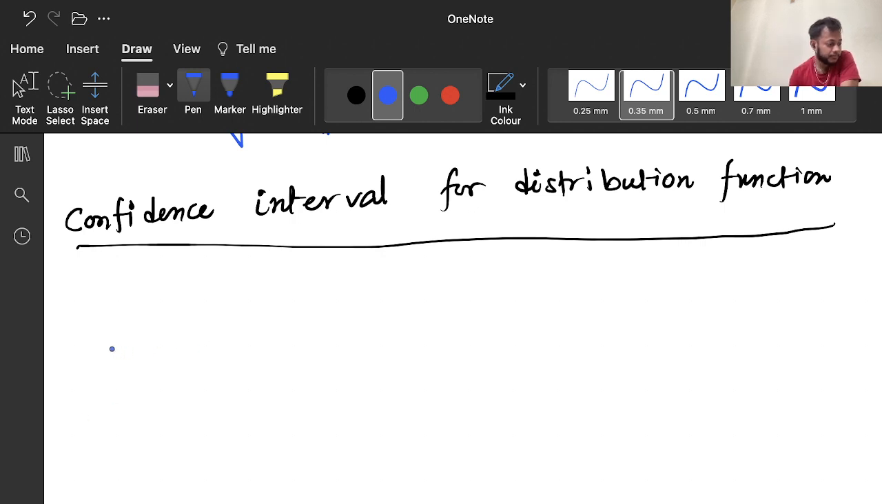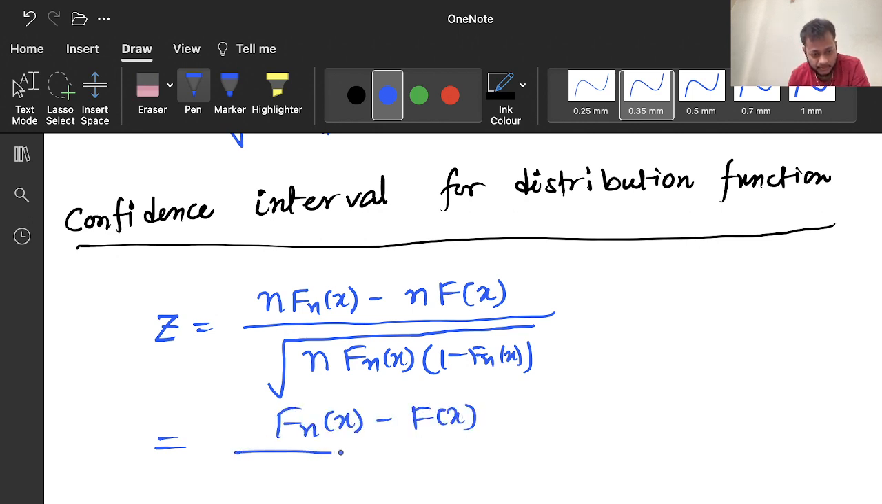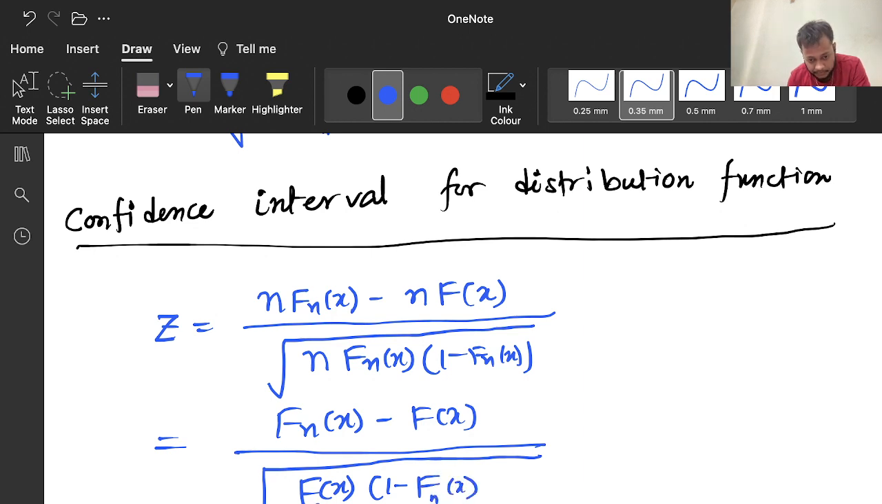Suppose Z is this: n Fn(x) minus n F(x) over the root of n Fn(x) times 1 minus Fn(x), or you can write it as Fn(x) minus F(x) divided by the root of Fn(x) times 1 minus Fn(x) over small n. So this will follow normal 0 1.